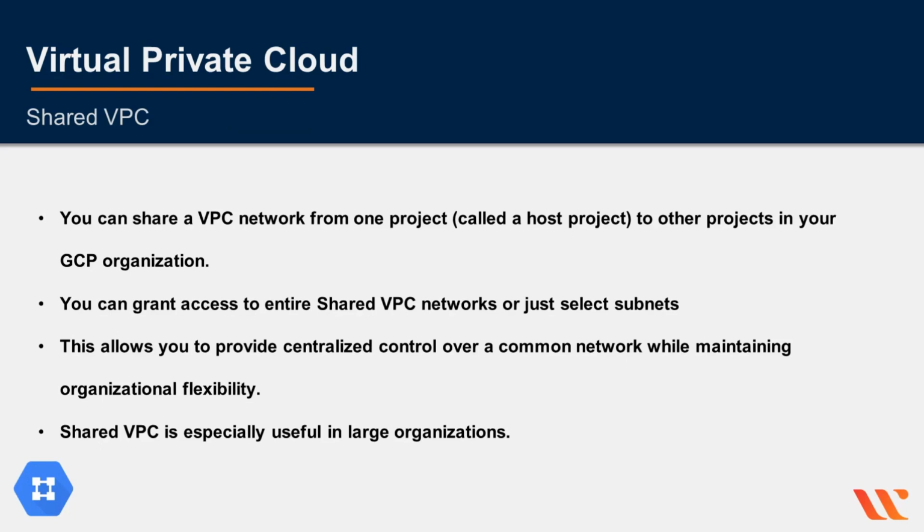You can share a VPC network from one project, called a host project, to other projects in your GCP organization. You can grant access to entire shared VPC networks or just specific subnets. This allows you to provide centralized control over the common network while maintaining organizational flexibility. Shared VPC is used pretty commonly in large organizations.